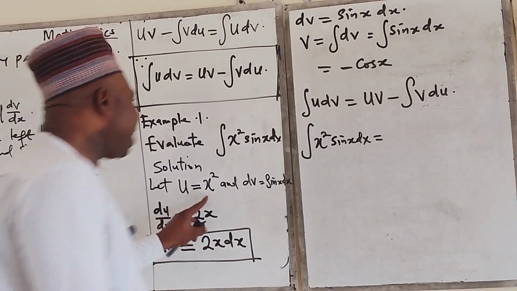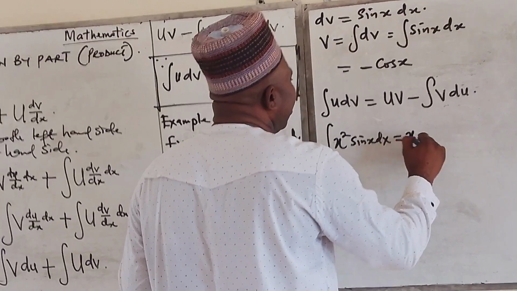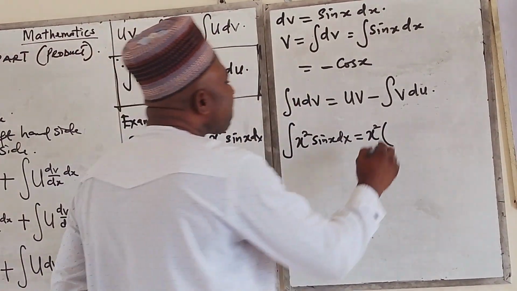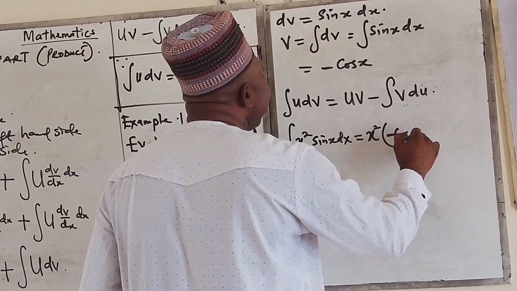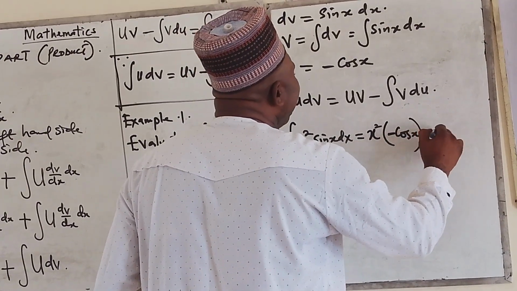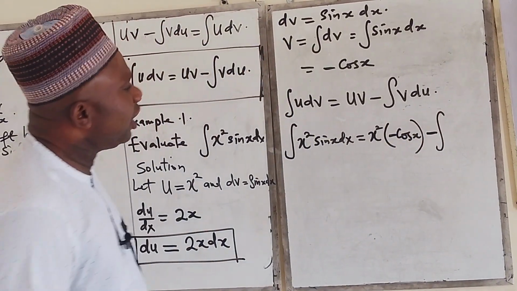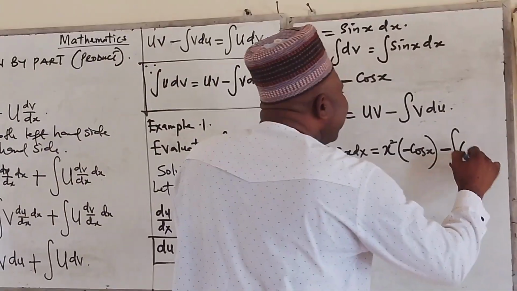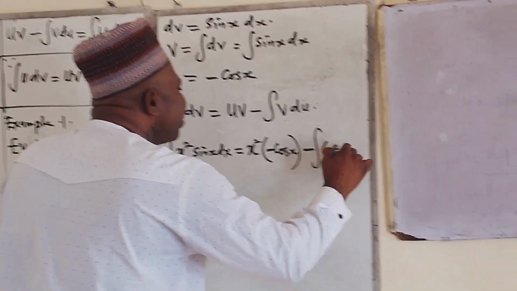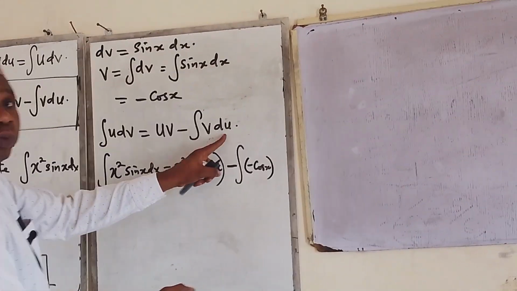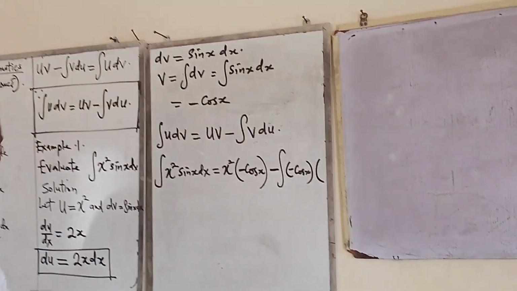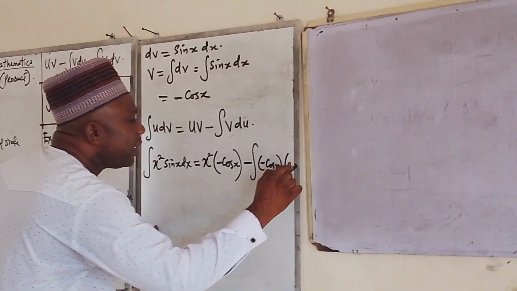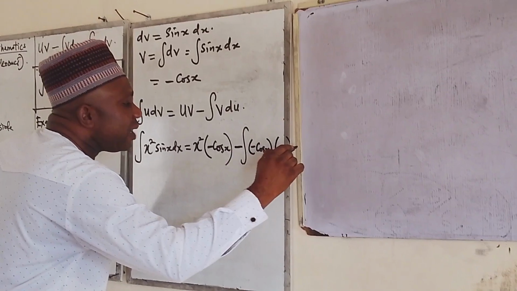Now our u is x squared, so you pick x squared in place of u. We have x squared, then our v, the value of v is minus cos x. Then here we have minus integral. Yes, minus integral. Then we have v. Our v is minus cos x. Then we have the du. The value of our du now, remember we said it is 2x dx. So now we have 2x dx.